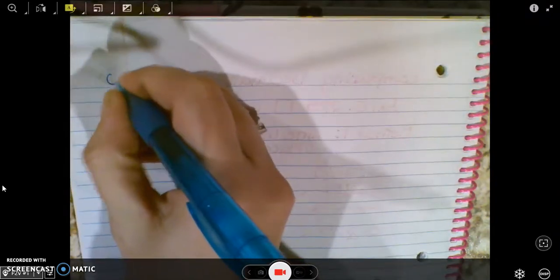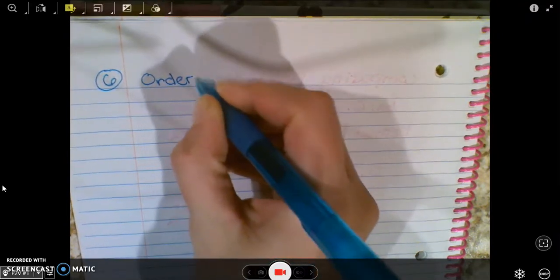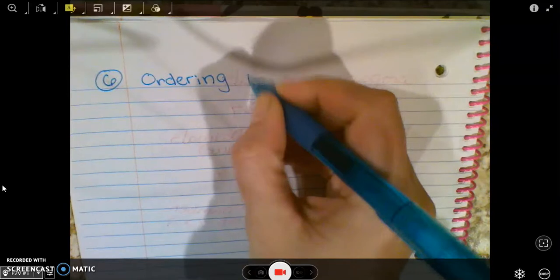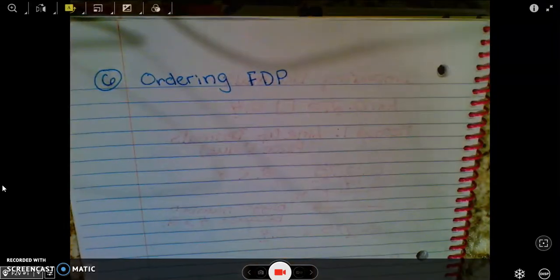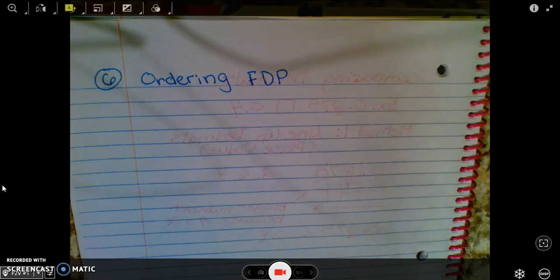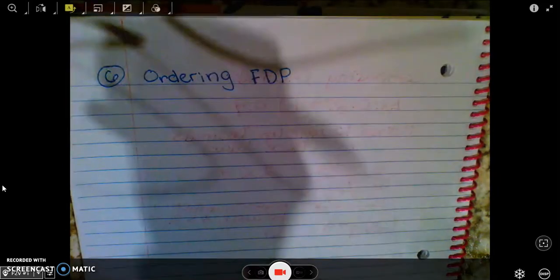All right, so if you flip over to the back of the page where we left off, we were comparing FDP. We're going to number this unit 6, and we're going to work on ordering FDP. If you are ordering fractions, decimals, and percents, that means there's more than 2. If you're comparing them, there's just 2 values involved. Ordering is 3 or more, and you could be asked to order up to 4 different values.